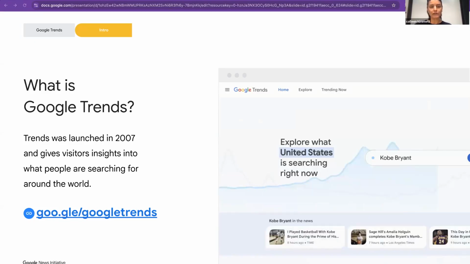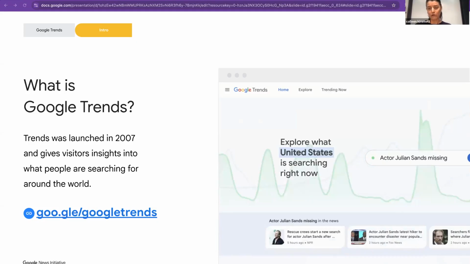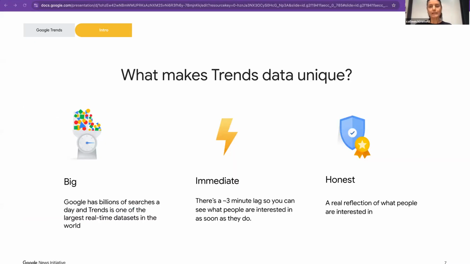In a nutshell, this is a web app that was launched in 2007, and it gives users insight into what people are searching for on Google. So it's sort of like a search engine for searches on Google. It's the largest real-time data set in the world. Google has billions of searches a day. It's updated to within 3 minutes, so you can see what people are searching for, what they're interested in, almost in real time.